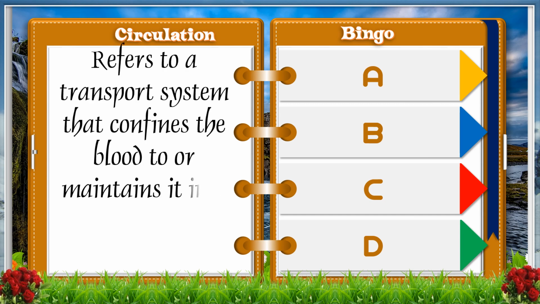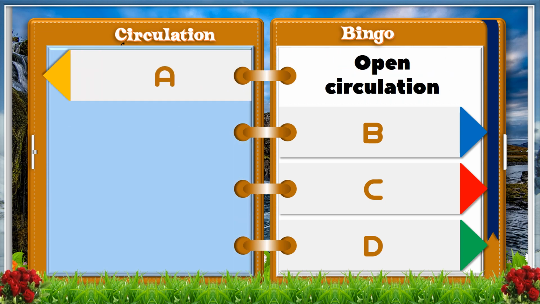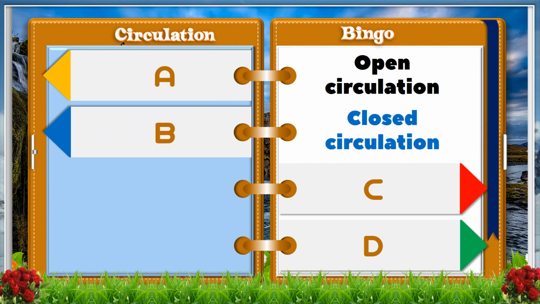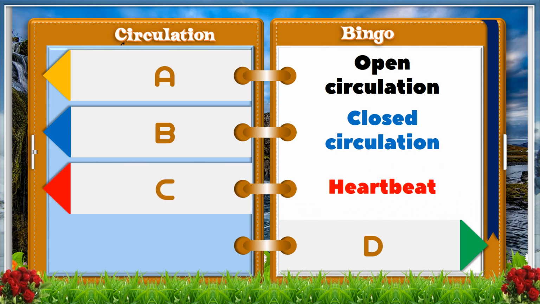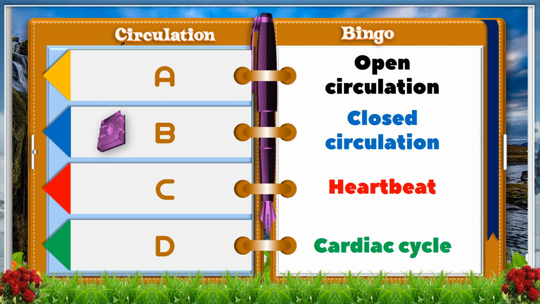Refers to a transport system that confines the blood to or maintains it in a collection of tubules. A. Open circulation. B. Closed circulation. C. Heartbeat. D. Cardiac cycle. And the answer is B. Closed circulation.